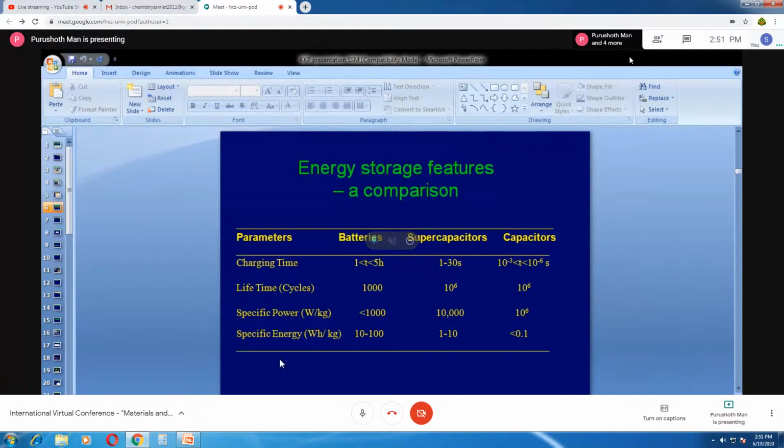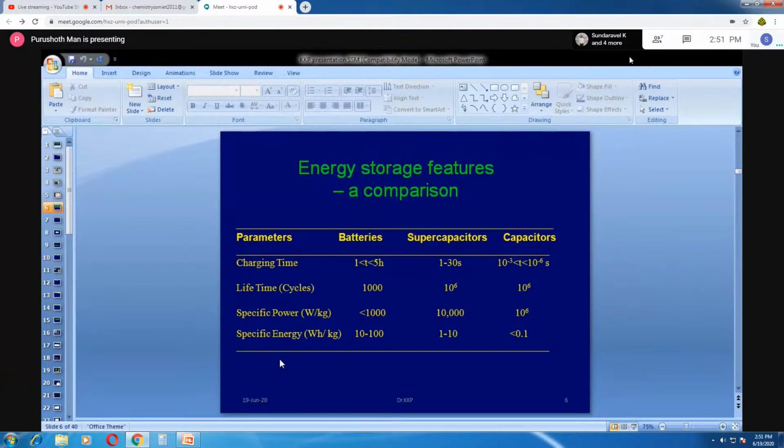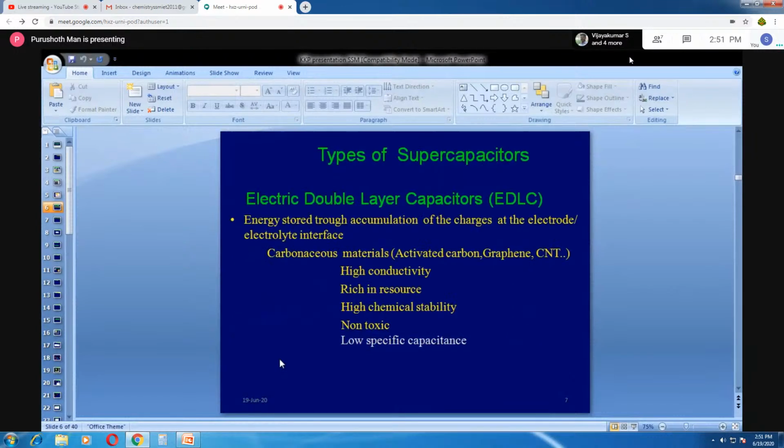Same if you are thinking about power, the capacitors are nothing but power devices. In the case of batteries, that is less than 1,000, whereas in the case of supercapacitors, that is equal to 10,000 watt per kilogram. This is opposite in the case of energy. In the case of batteries, the energy lies between 10 to 100 watt hour per kilogram, whereas in the case of supercapacitors it lies between 1 to 10. In the case of actual capacitors, it is less than 0.1 watt hour per kilogram. So this is the comparison between batteries, supercapacitors and capacitors. And supercapacitors lie between batteries and capacitors.